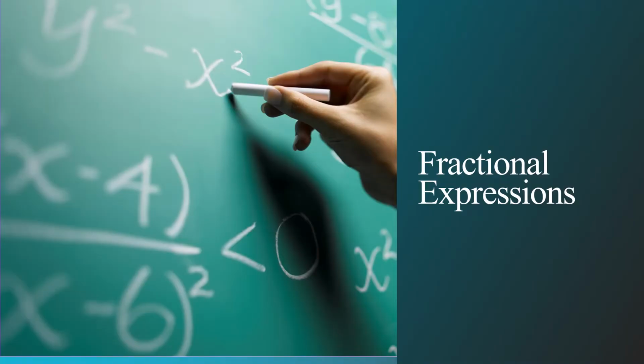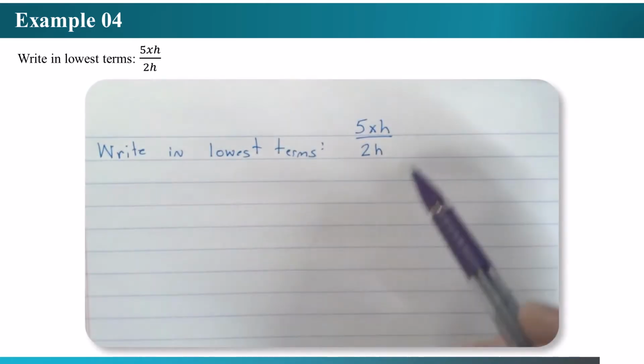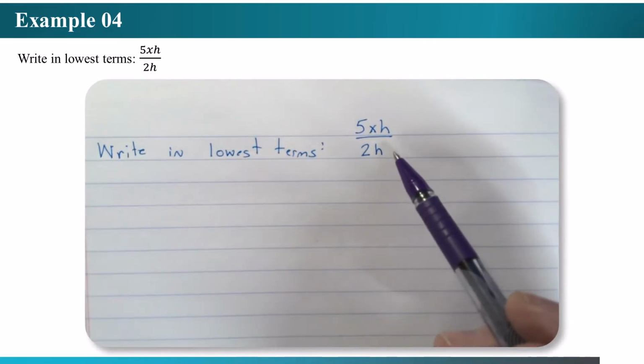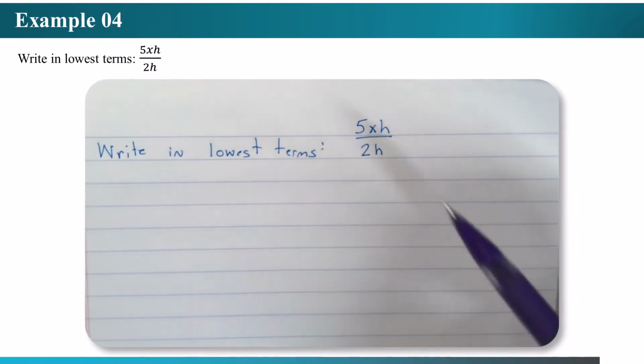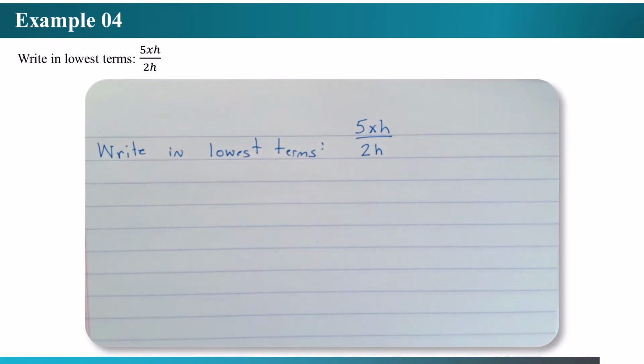Let's move on to fractional expressions. In example 4, we want to write this in lowest terms, 5xh over 2h. We know this is a fairly easy problem. What we do is just look for common factors between the numerator and the denominator. In this case, we would have an h that would cancel out in both cases.